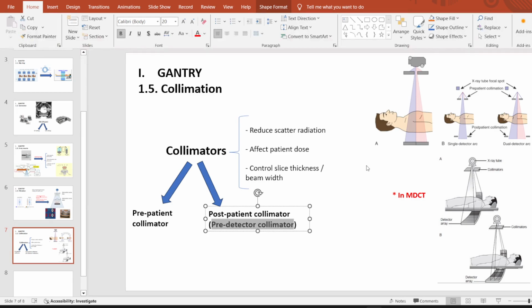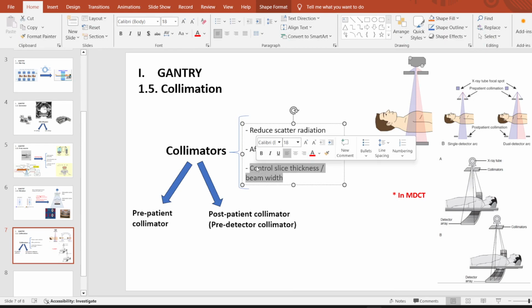Collimators are used for, first of all, reducing the scattered radiation. Second of all, they affect patient dose. And the third one, maybe the most important one, the collimator controls the slice thickness by controlling the beam width. From that point, you control the beam width, which leads to the patient dose being affected, and you can reduce the scatter radiation.